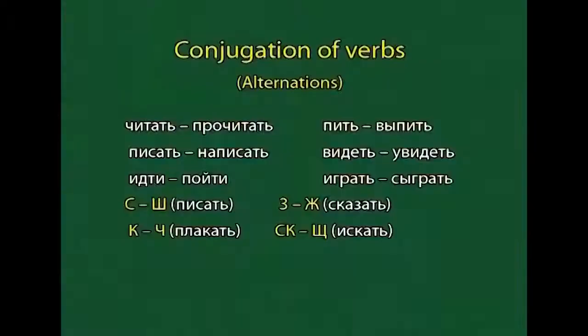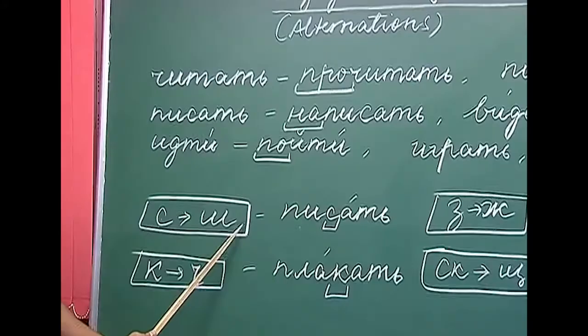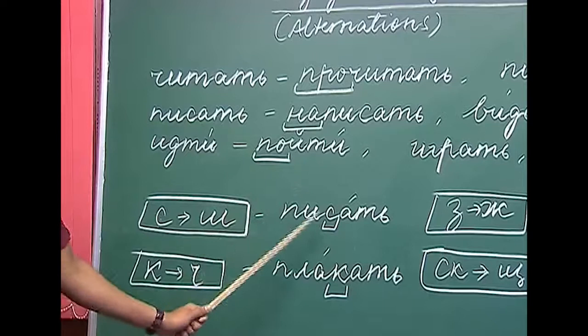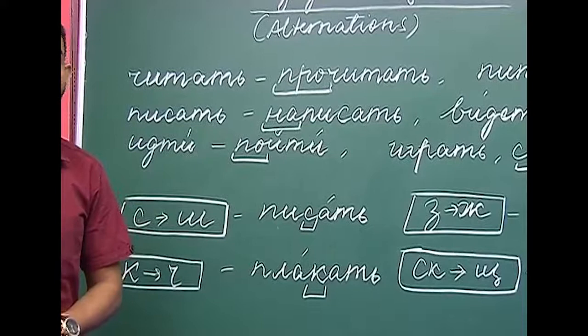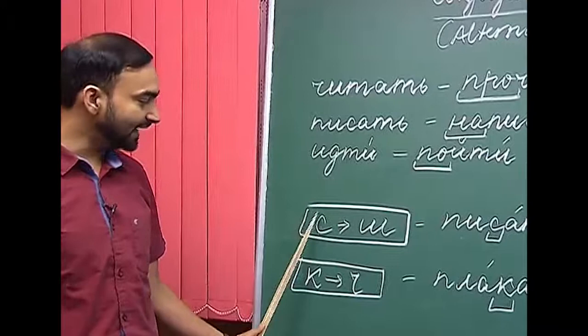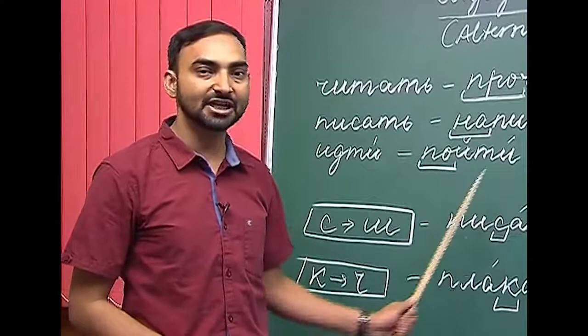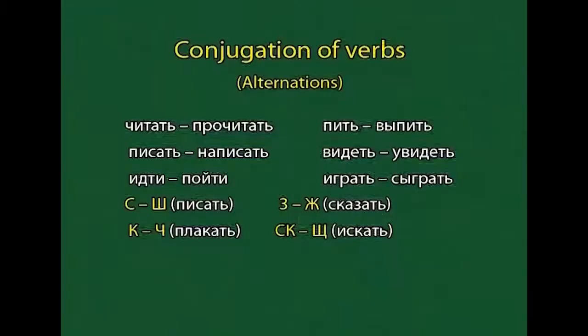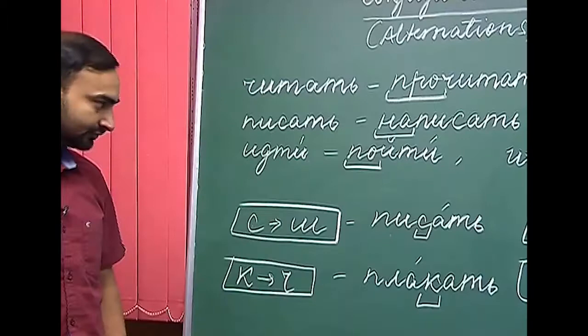The first alternation happens when we change the consonant s to sh, as we have done in case of pisach. So, how do you conjugate pisach? Ya pishu. Here we are not using the consonant s, we have changed the consonant to sh. Ya pishu, ti pishish, onana pishit, mi pishim, vi pishite, ani pishut. So, here the alternation happens between s and sh, and this alternation carries forward to all the other forms.